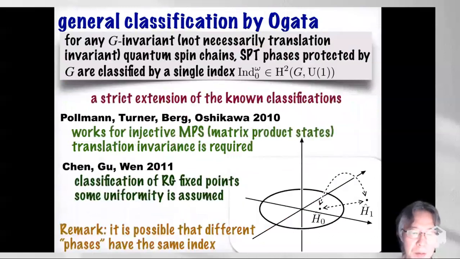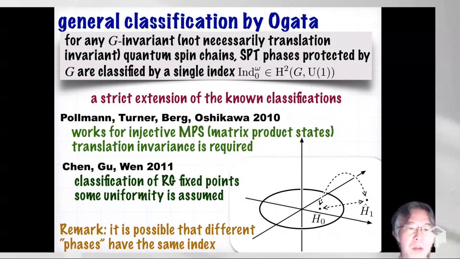So I repeat, this is the general classification by Ogata which was given in 2018. And I would say that this is a strict extension of the known classifications. The known classification number one is something I already discussed, that by Pollmann, Turner, Berg, and Oshikawa. This works for injective matrix product states. This is basic, and you can compute many indices by using their formulation. But anyway, it's limited to matrix product states. In particular, you need translation invariance, definitely needed.